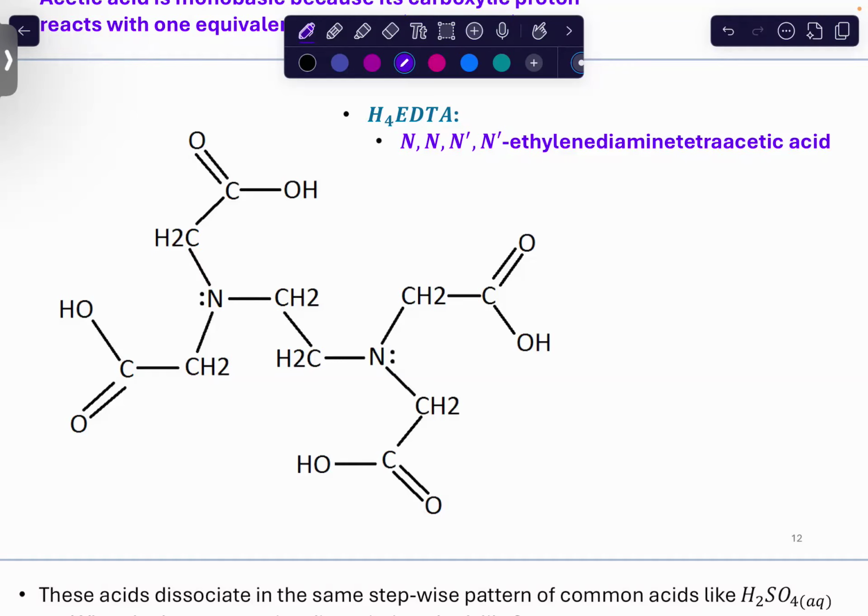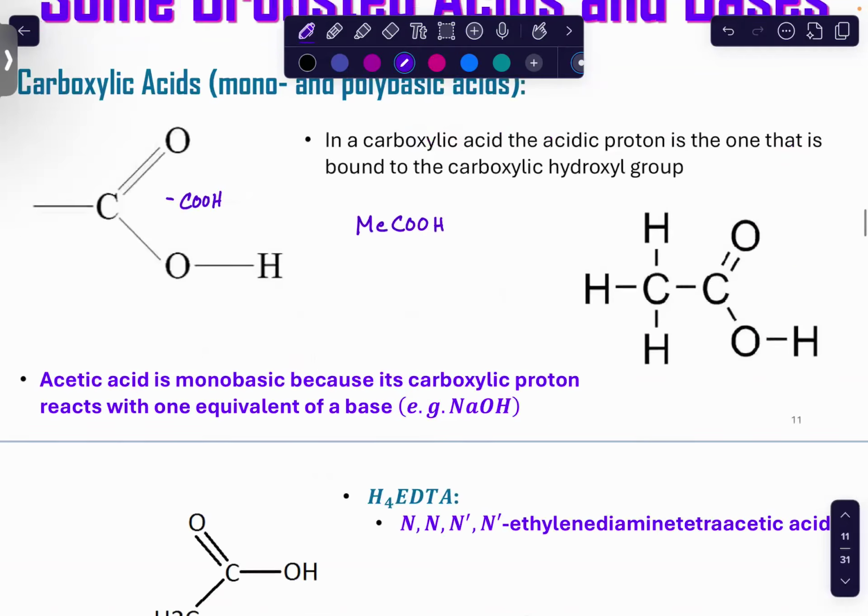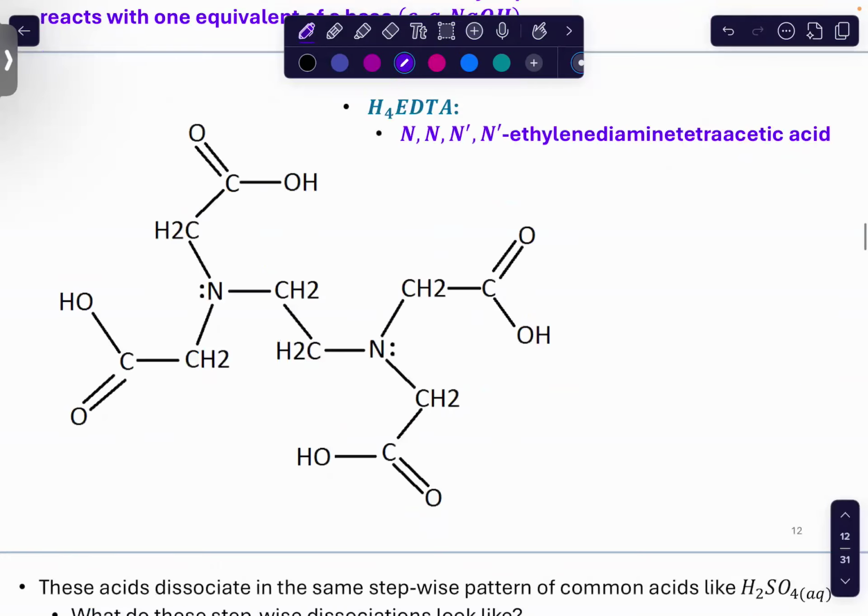Okay, so all of those carboxylic acids will do this. This one has 4, so it can neutralize 4 equivalents. So if acetic acid was monobasic, what is this one? Tetrabasic. Yep, tetrabasic.